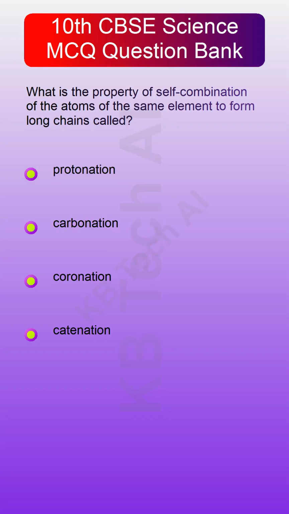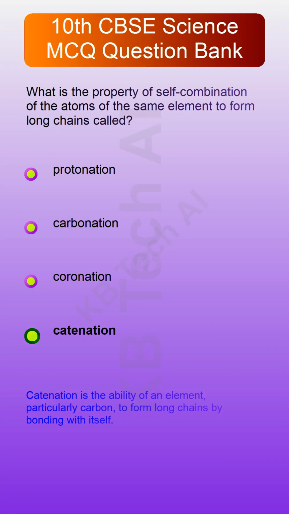What is the property of self-combination of the atoms of the same element to form long chains called? Option 1, protonation, option 2, carbonation, option 3, coronation, option 4, catenation. The answer is, option 4, catenation.